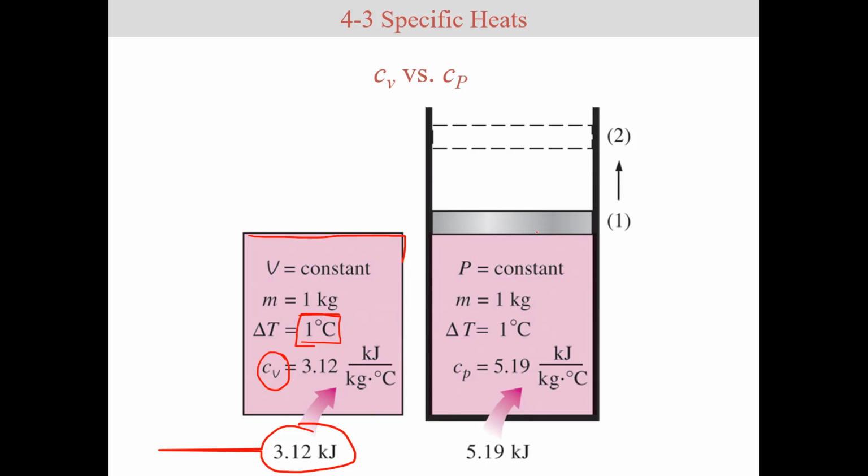In this example, I have heat being added that actually causes the piston to rise, which is a constant pressure process. So if I were to look at the amount of energy that's required to raise 1 kilogram of this mass 1 degree Celsius during constant pressure, it would be 5.19 kilojoules. So that means that the specific heat at constant pressure is 5.19 kilojoules per kilogram Celsius.